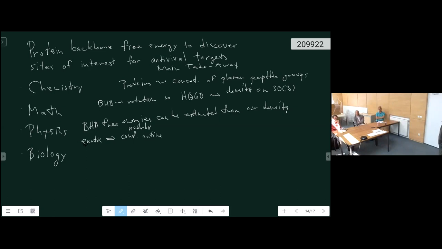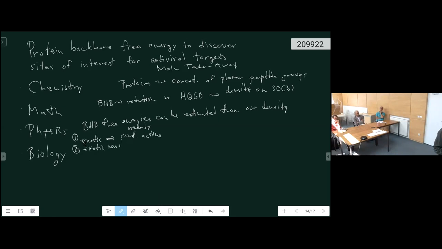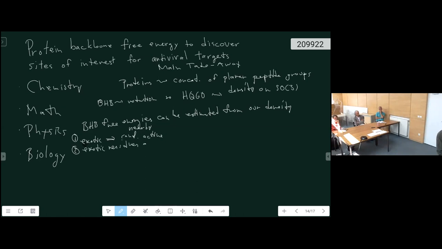The second one is that exotic residues should be good antiviral targets for two reasons. One I already mentioned, and the next I didn't yet.